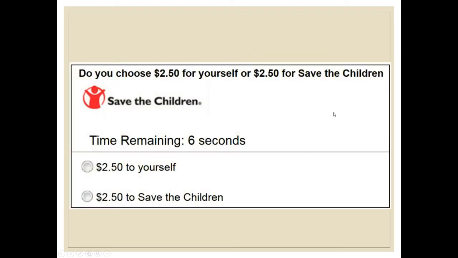Let's have a look at another example about why judgment and decision-making matters and why framing of decisions matters. Imagine you had to make this decision: $2.50 to yourself, $2.50 to save the children. Now, this 6-second time limit, how does that affect your decision making? It might lead you to make the rash decision to spend $2.50 to save the children, because under time pressure we often go with the pro-social, socially desirable option. Also another factor in framing this decision making, look at what we've called it: Save the Children. That's the name of the charity here.